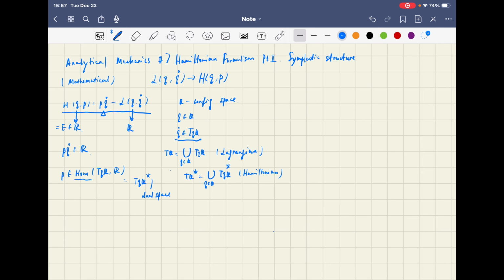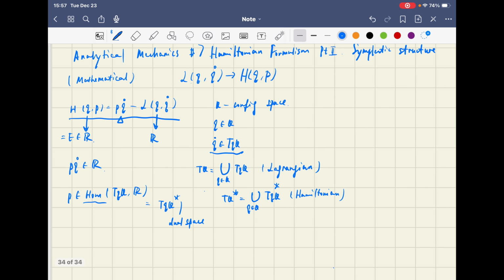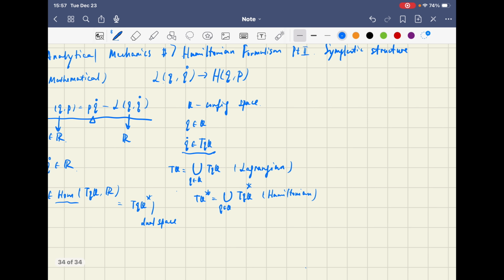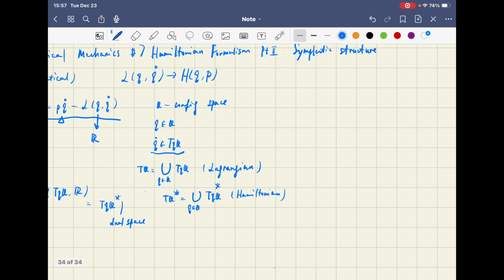There's one thing to note about all these spaces. We just mentioned that T_q* Q is the dual space of T_q Q. So the vectors living in these two different spaces are actually related. For the vectors living in T_q Q, like those living as a generalized velocity q dot, we call those vectors contravariant vectors. So they are contravariant vectors.